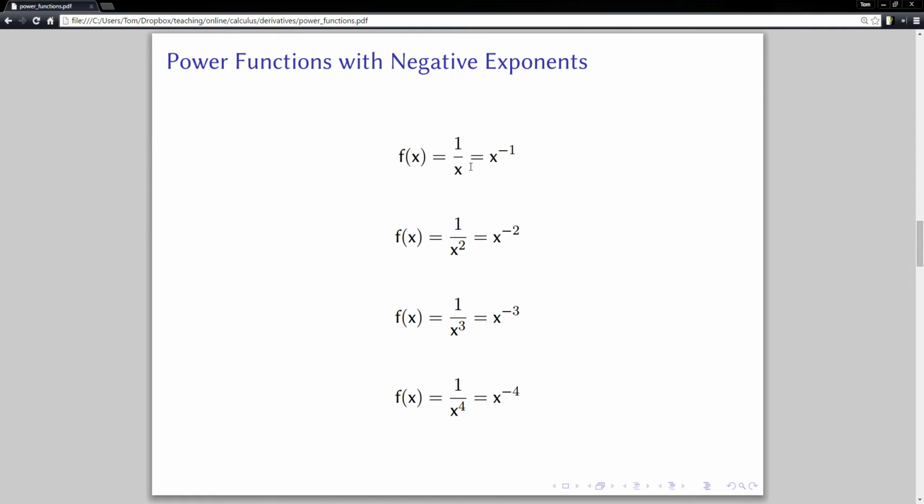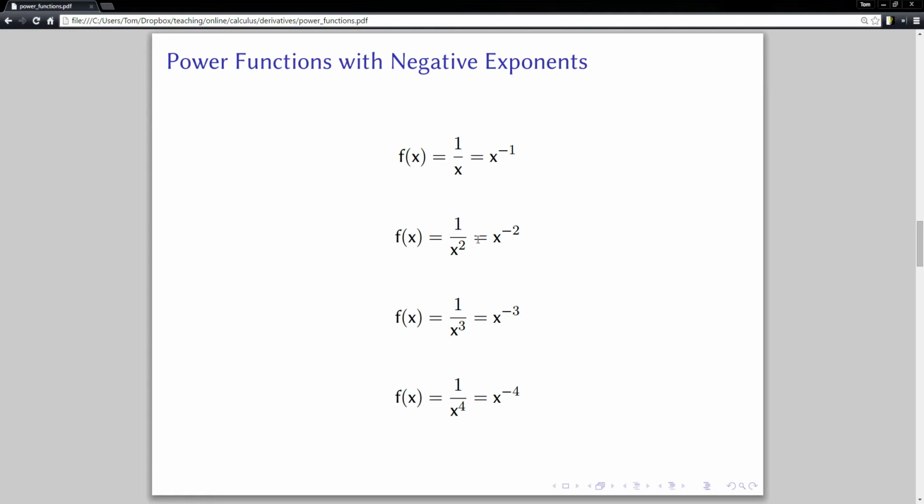So here in the first example, I have the function f of x equals 1 over x, right? There's no exponent here explicitly, but it's understood to be a 1. So 1 over x to the first power is the same as x to the negative 1 power. So you can see that even though this looks like 1 over a power function, we can rewrite it in exactly the power function form by using the negative exponents. And that is something that you're going to have to do in order to use some of the upcoming rules that we will talk about in other videos.